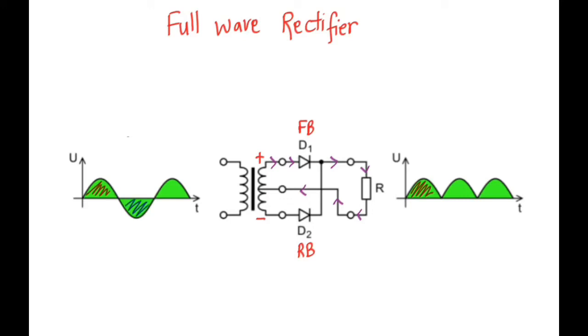Now what happens when it goes to the negative cycle? The top of the source becomes negative and the bottom of the source becomes positive. And again we have to identify which diode is forward and which one is reverse. So we repeat the process and we find that D1 has its P side connected to the negative of the source, so it is reverse bias. And the P type of D2 is connected to the positive of the source, so it is forward bias. So this time D2 is going to allow the current and D1 is going to block the current.